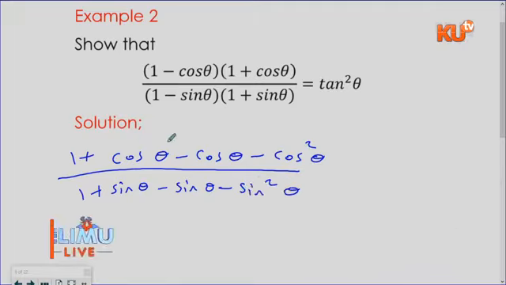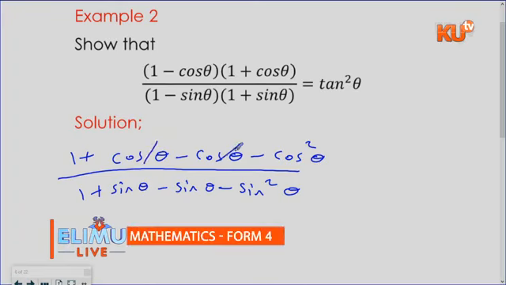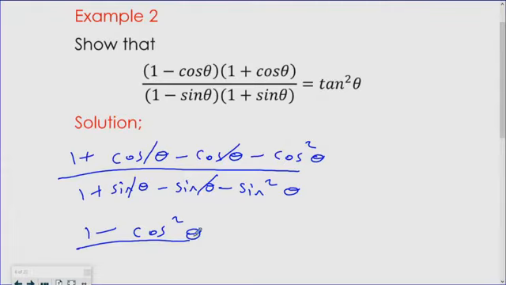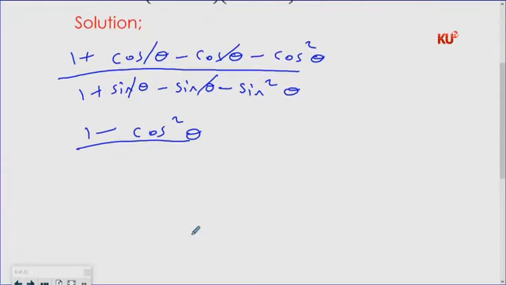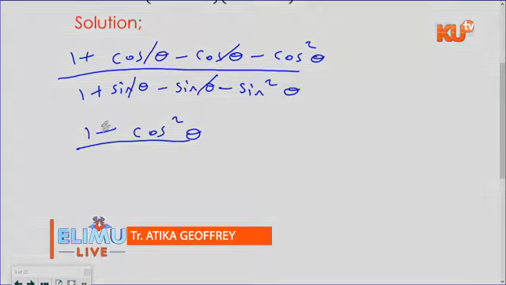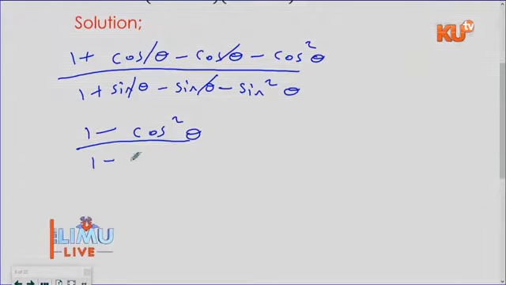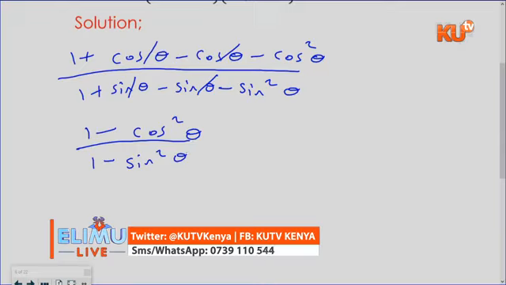Looking at this, cos theta minus cos theta, so the two will cancel out. Same to this, sine theta minus sine theta, they will cancel out. I'll be left with 1 plus negative cos squared theta. So the overall sign will be minus cos squared theta over, we can move up, yes, there. So we shall have over 1 minus sine squared theta.